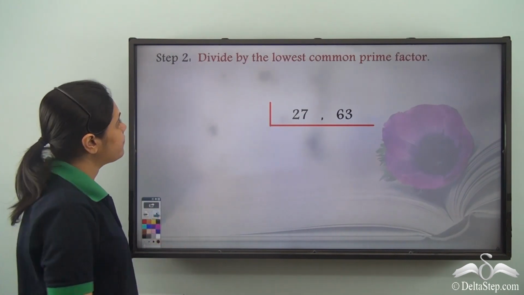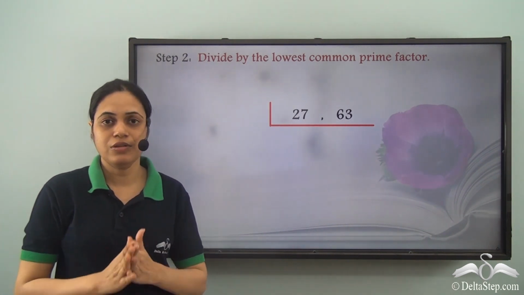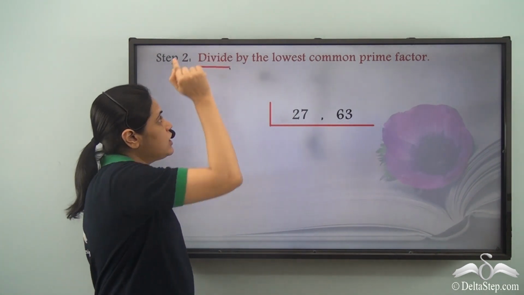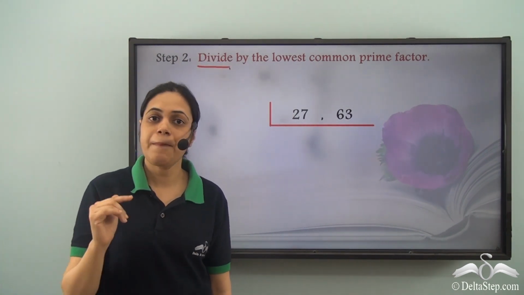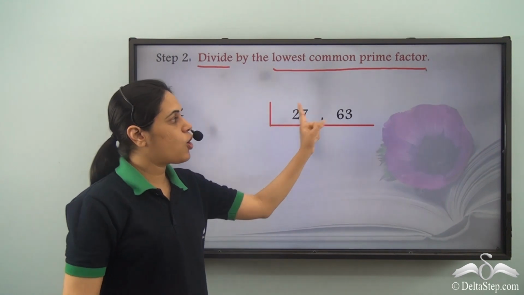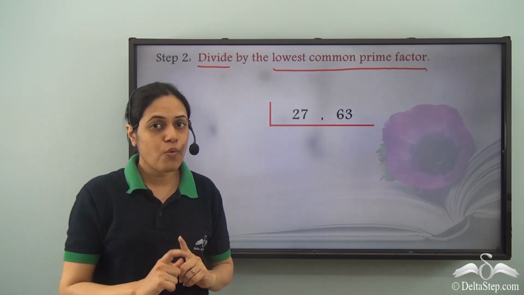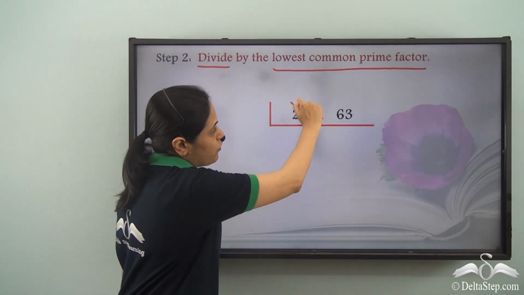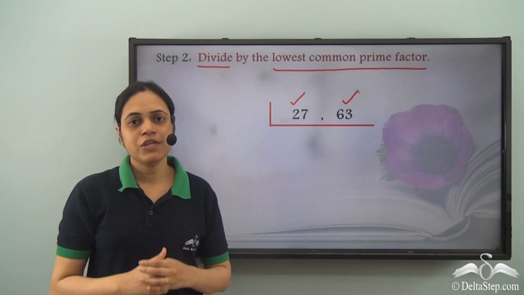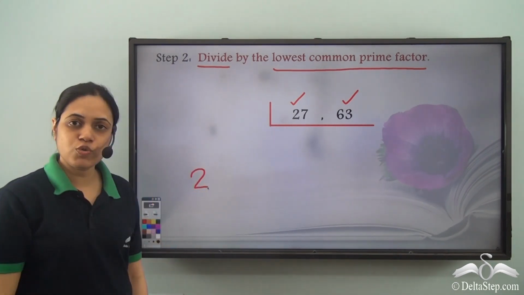What is the next step? The next step is divide by the lowest common prime factor. So I need to divide these two numbers by what? So I need to divide the two numbers by the lowest common prime factor. So a common prime factor of the two numbers and the lowest such factor. So the lowest prime number, which is a factor of 27 as well as 63. What is that number? So let us consider the lowest prime number. The lowest prime number is 2.